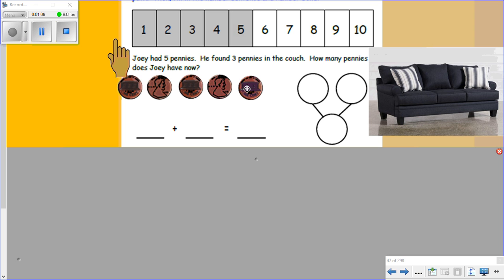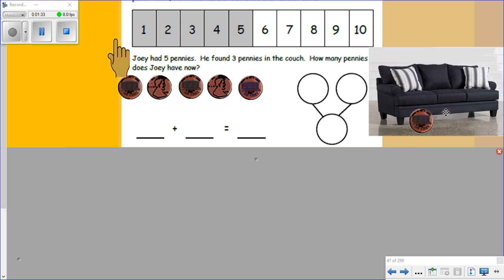So let's read the story. Joey had 5 pennies. He found 3 pennies in the couch. How many pennies does Joey have now? So we know that he has 1, 2, 3, 4, 5 pennies. And then he found 3 pennies in the couch. Let's take a look at the couch and see if we can find the pennies.